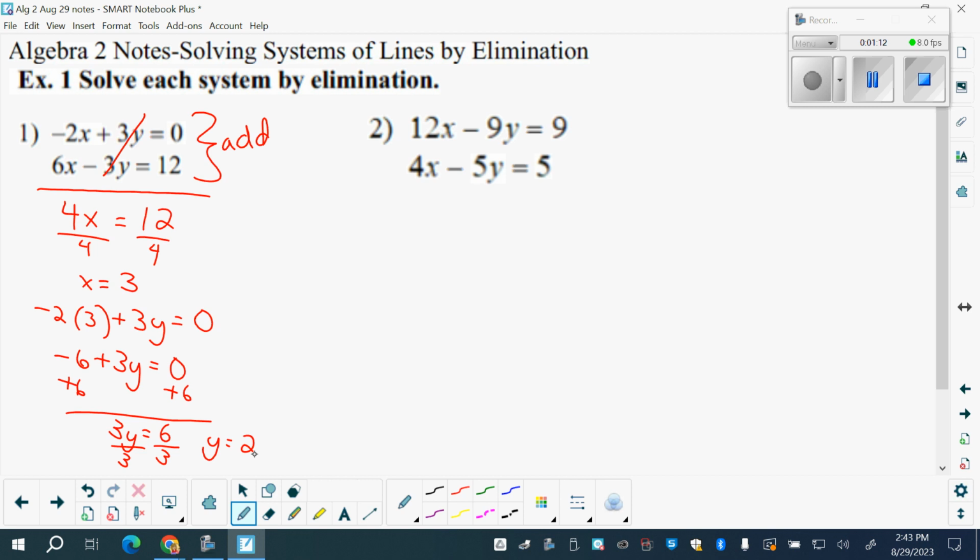So again, we want to write our answer as a point. So our point, remember, x comes first and then y. So it is (3, 2).